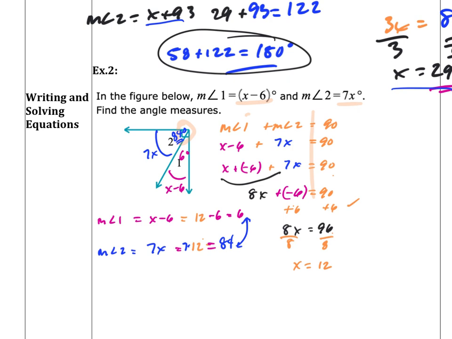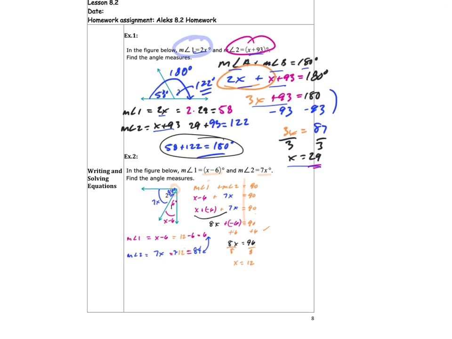Okay, there's your solutions. So what we're doing is what we did in 8.1, and you're setting it up. You're showing that you can look at the geometry, set up an equation, solve the equation, and come up with a solution and an answer, right? Because this is pretty much your answer: the measure of those angles is 6 and 84 degrees.